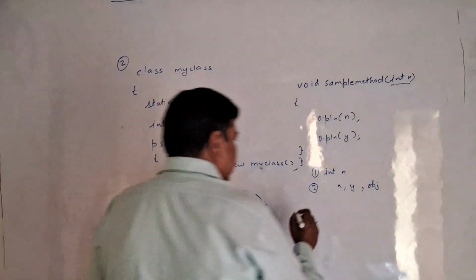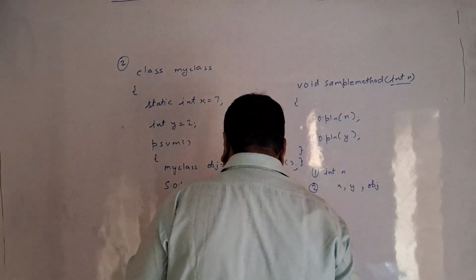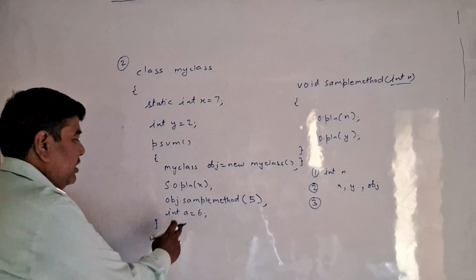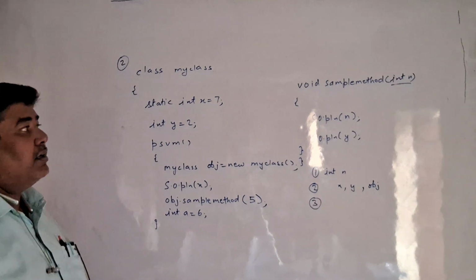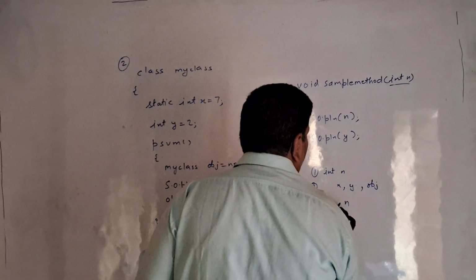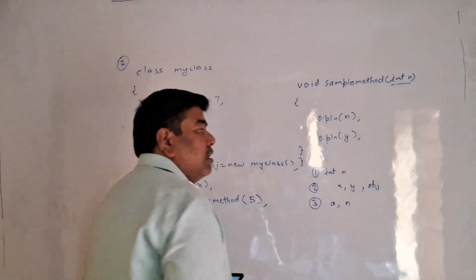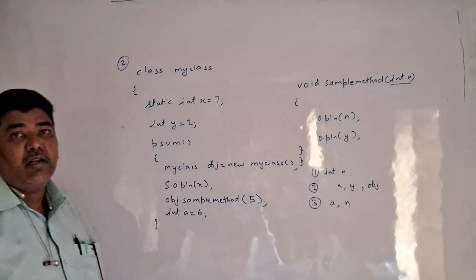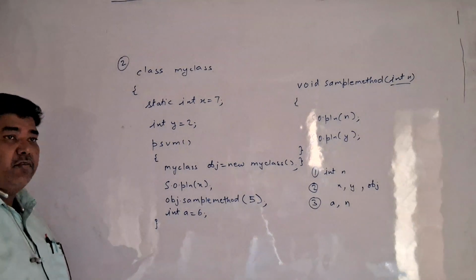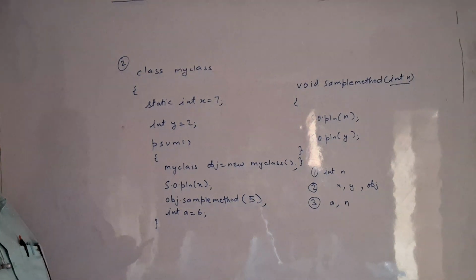Then number 3 is local variable. Local variable which is declared inside any body. So that is A and C over here, and n also. N is an argument variable also, but at the same time it is a local variable also, because it will work only inside sample method. And A will work only inside main function.